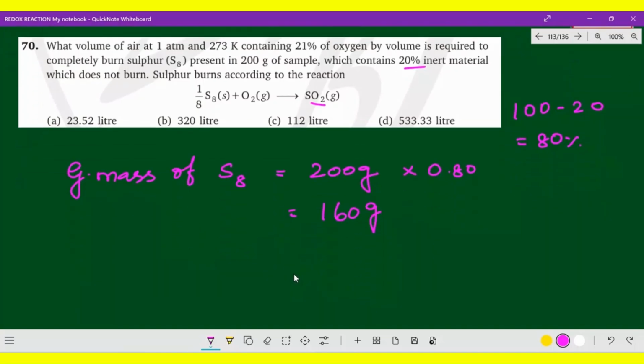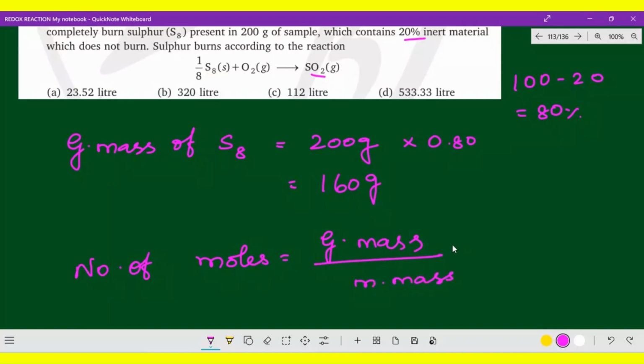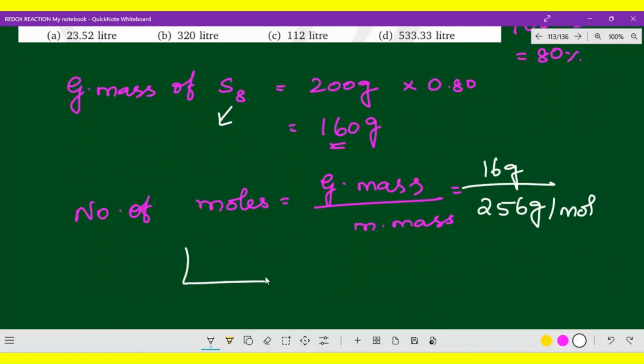Okay, number of moles can be identified. How to identify number of moles? Number of moles equals given mass by molecular mass. Given mass we just found, that is 160 gram divided by molecular mass of S8. Molecular mass of S8 is atomic mass of sulfur into 8, so you get 256 gram per mole. So number of moles of sulfur S8 is 0.625 mole.